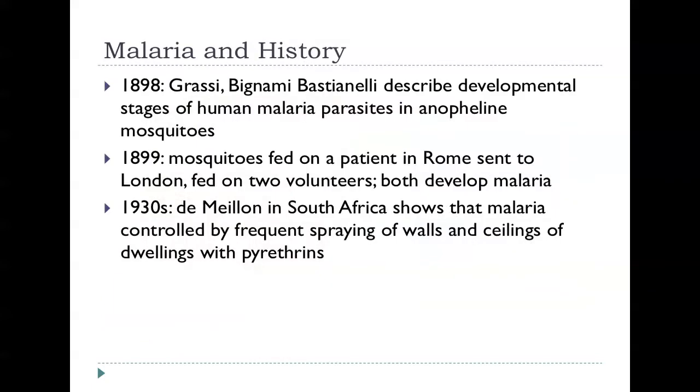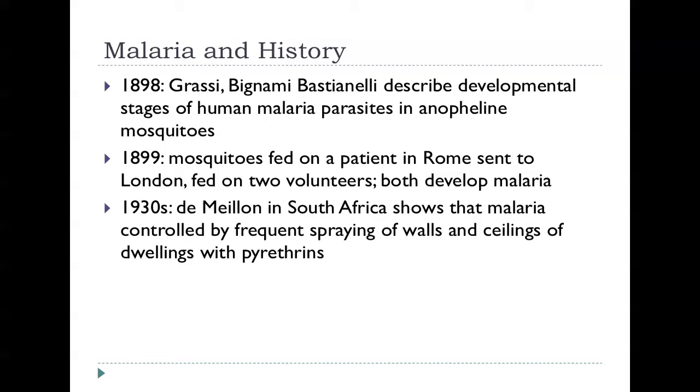Anyway, if you listen to the Italians, they'll tell you that Ross was a bit player, and it was these three Italians here, Grassi, Bignami, and Bastianelli, who were the ones that first showed that malaria was transmitted by mosquitoes. They were actually the first ones to show, beyond doubt, that human malaria went through this life cycle in Anopheles mosquitoes. So they obviously do share credit with Ross.